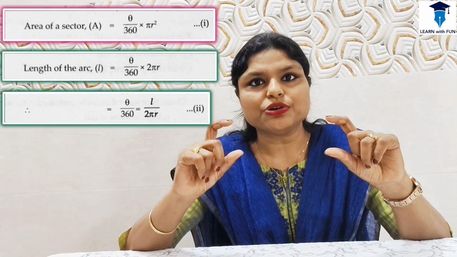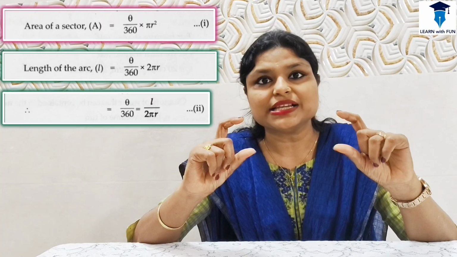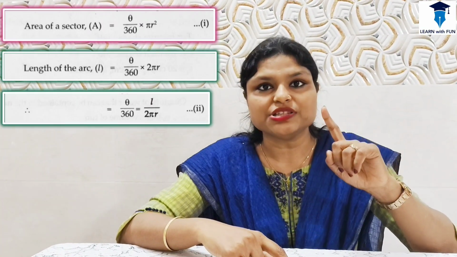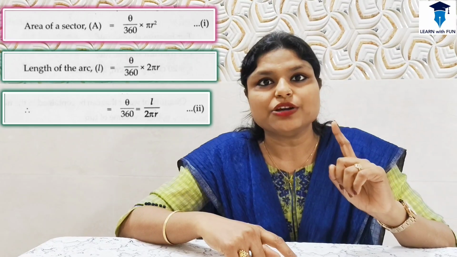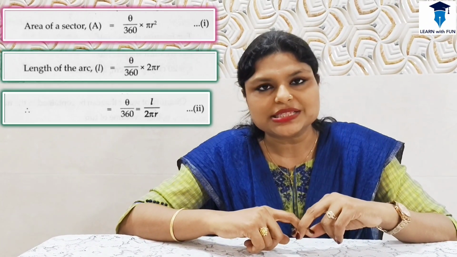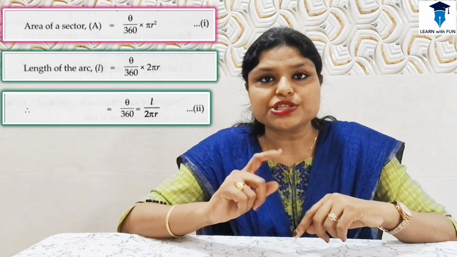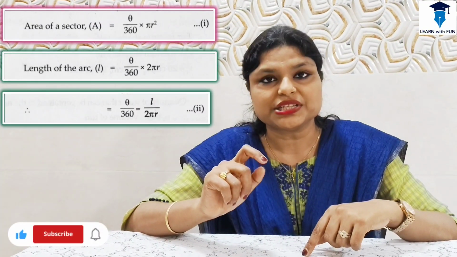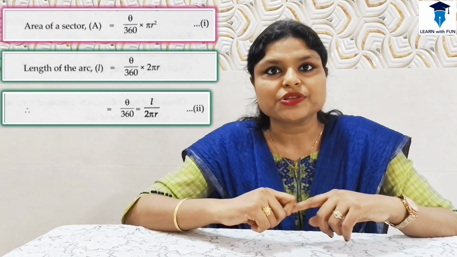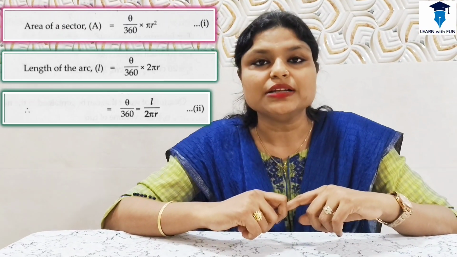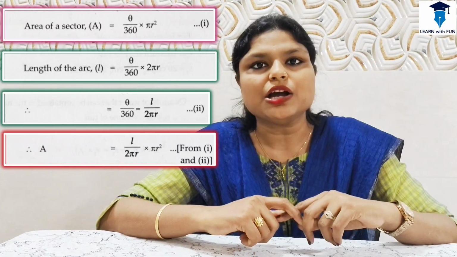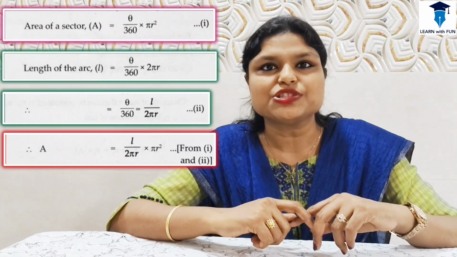Now this value of theta upon 360, that is L upon 2 pi r, I can put it in the first equation, that was area of a sector. So in area of a sector, which is theta upon 360 into pi r square, instead of writing theta upon 360, I'm going to replace this ratio by L upon 2 pi r. So we get a new formula, that is area of a sector A is equal to L upon 2 pi r into pi r square.